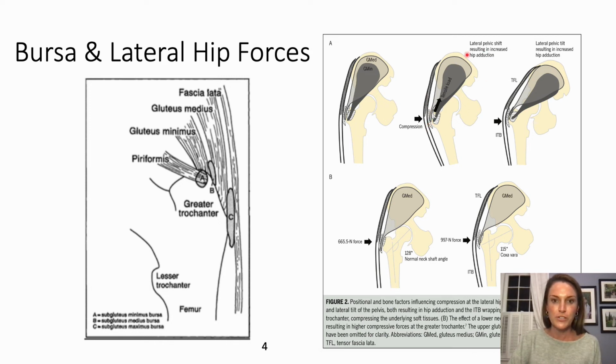So in this picture, you have a lateral pelvic shift, and that's creating the hip, the femur to go into a little bit of adduction, which is increasing the compression through the IT band. And the same thing is happening here with a lateral pelvic tilt.